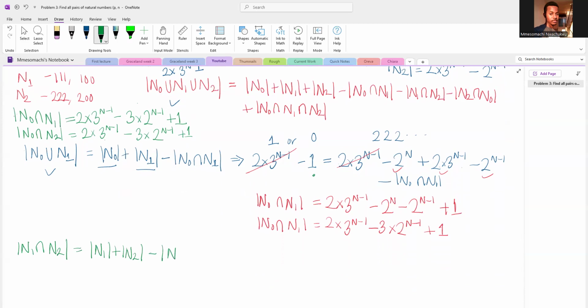minus N1 intersect N2. So N1 intersect N2 means we want to count the numbers that have at least a 1 or a 2. Okay. So the numbers that have at least a 1 or a 2 is actually every number, because the first digit must either be a 1 or a 2. So it can't start with 0. Basically it's every number. So this is actually going to just be 2 times 3 to the power of n minus 1.